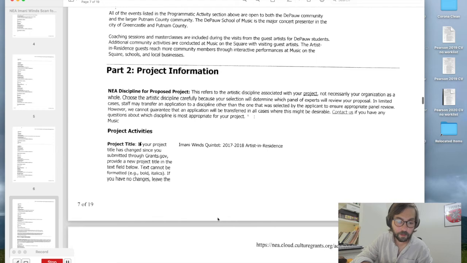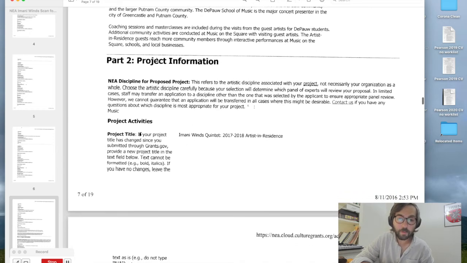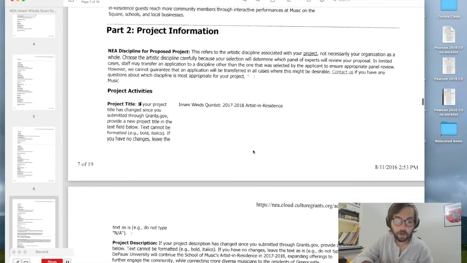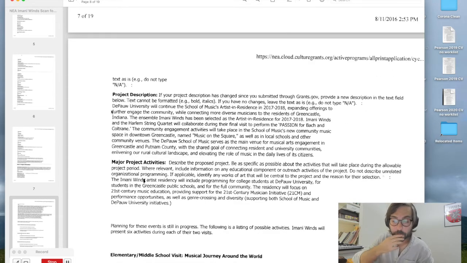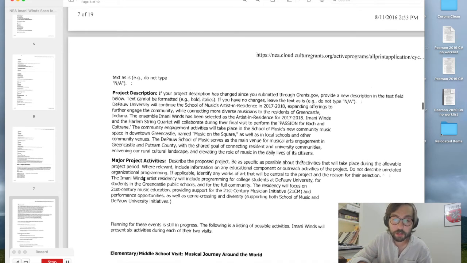And now finally on page 7, we get to the project information for this project. So this is the Imani Winds Quintet, Artist in Residence. And I'm going to put this up on Moodle. I'm not going to just read this whole thing to you. I'm going to just point out some things, and you can go in more detail and look at it.